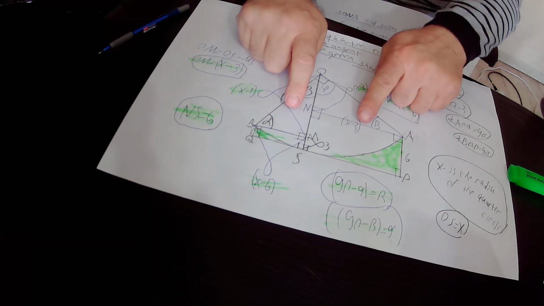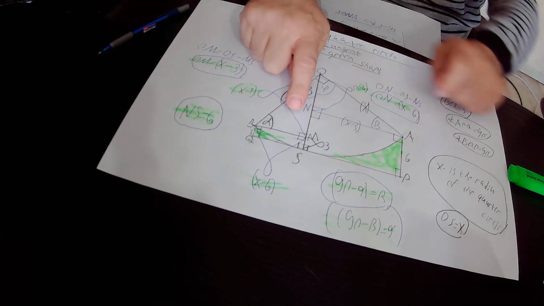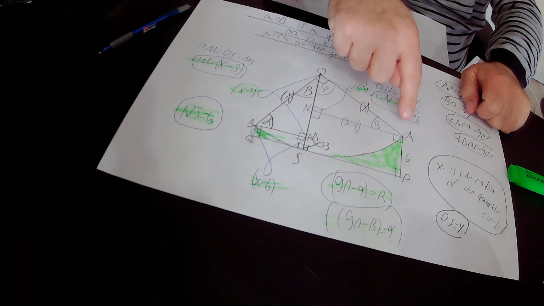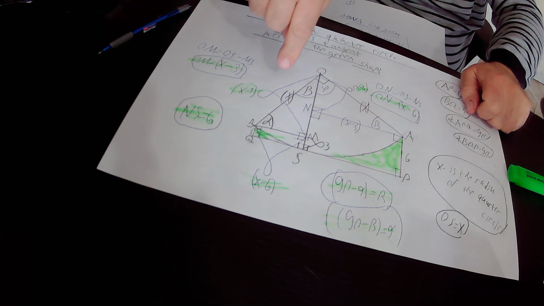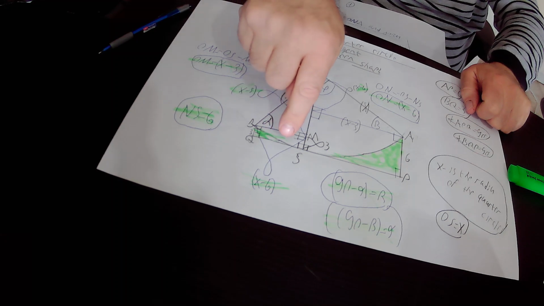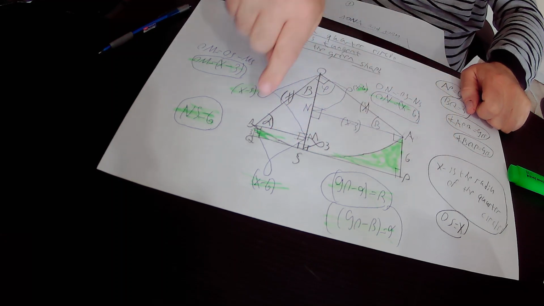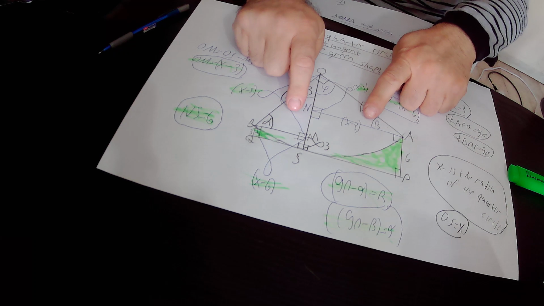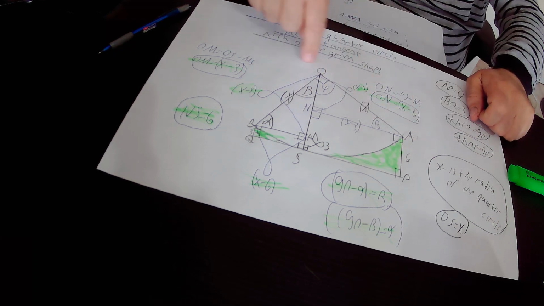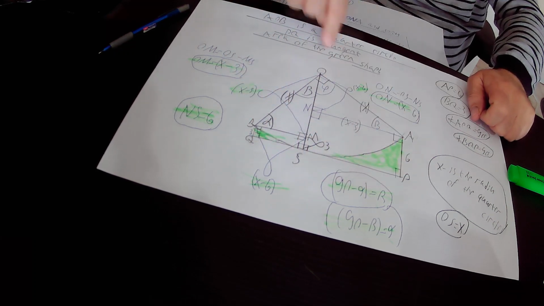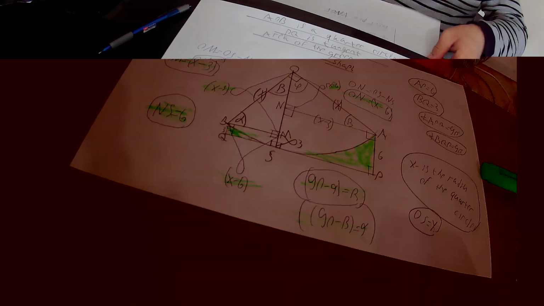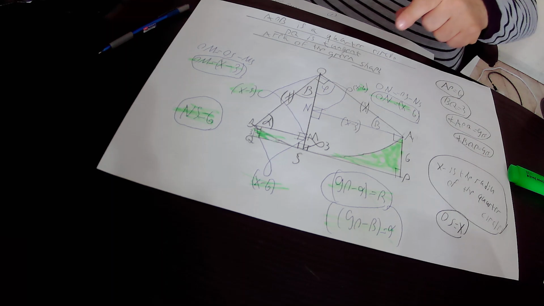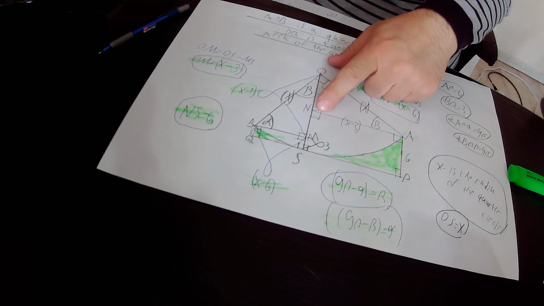So the sum of the areas of those two trapezoids in total equals this whole shape, AO, BQ, SP. The sum of the areas of those two trapezoids equals the area of this whole shape in total. Okay? So, in the next step, we found out the length of this line segment ON.